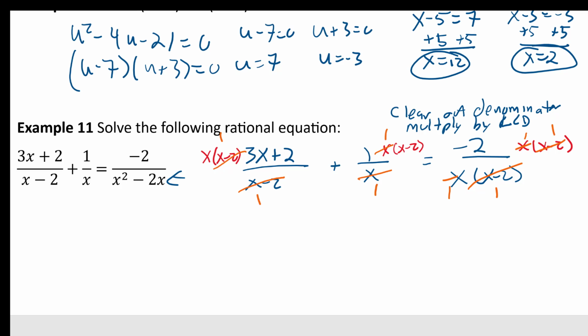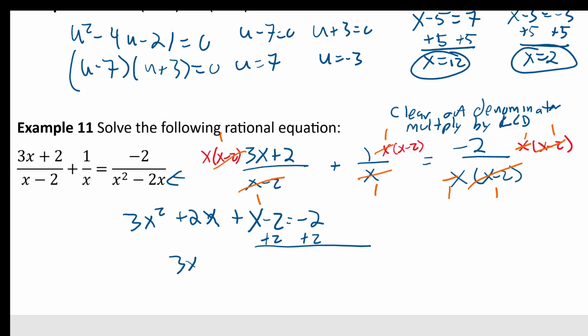And we end up having x times 3x plus 2. So we have 3x squared plus 2x plus x minus 2 from this middle term minus 2 equals minus 2. And I can add 2 to both sides. And I have 3x squared plus 3x equals 0.